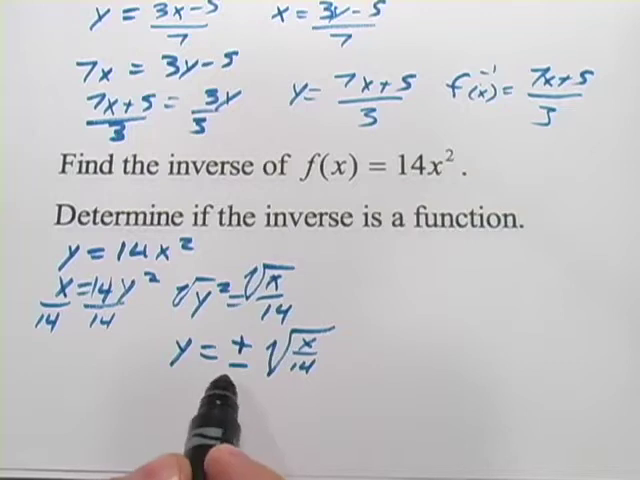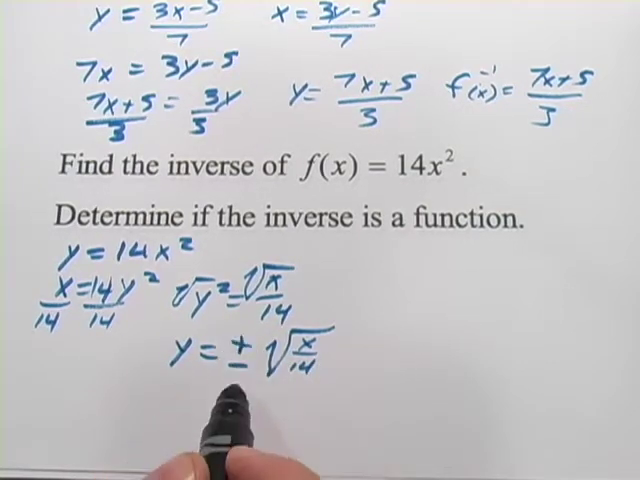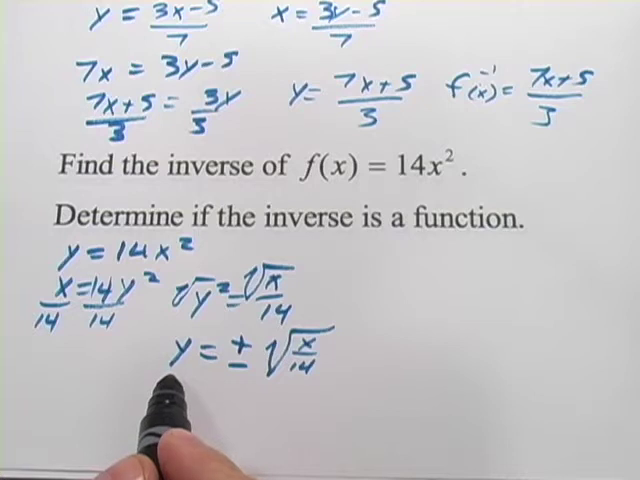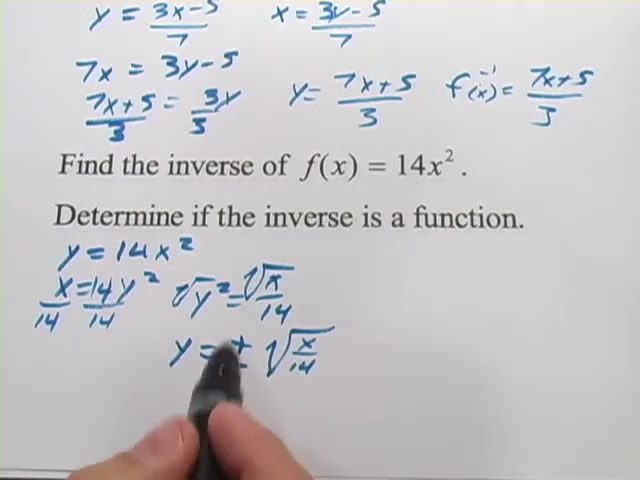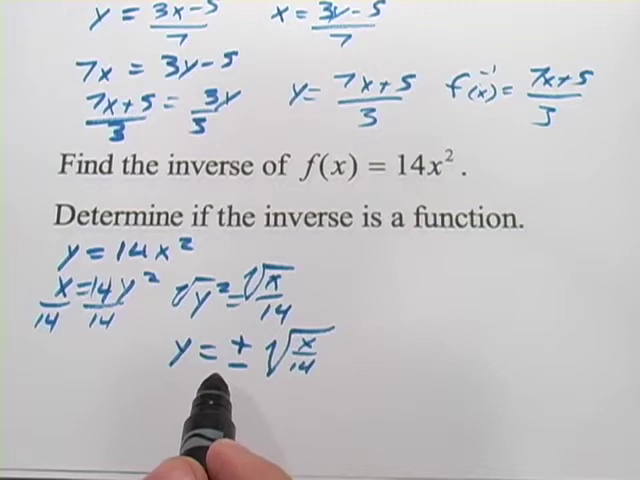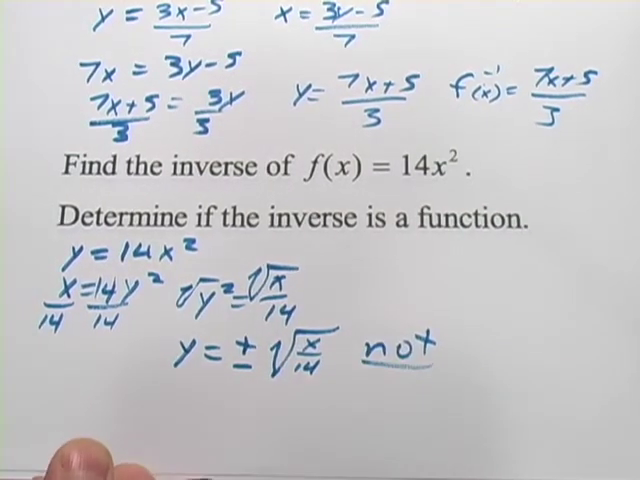I'm not going to worry about a radical in the denominator, but what we've got here is a plus or minus. And you should know that for something to be a function, y's got to have just one value for any value of x. And here it's always going to have two. It's always going to have a positive and a negative value. So in this case, it's not a function. So that is a little bit about finding the inverses of functions.